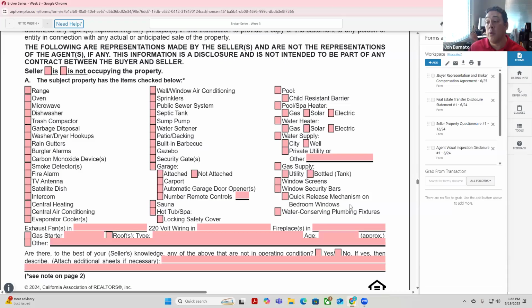Current code for window bars, security bars over windows, there must be a latch mechanism inside the room where the window is that will allow the window bars to be released and open for fire escape reasons. There are a lot of old window bars on houses that don't have that, so if they don't, you wouldn't click that. Just know if you're doing an appraisal, it'll probably get caught in appraisal to either remove the bars or replace them. So water conserving plumbing fixtures, if your seller has no idea what that is, do not check that box.